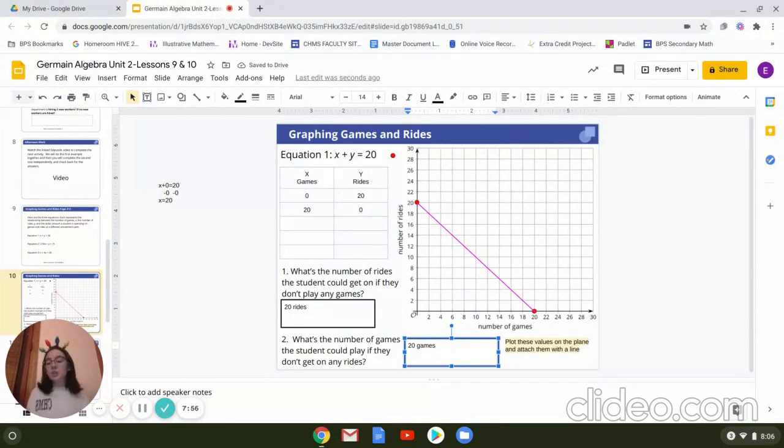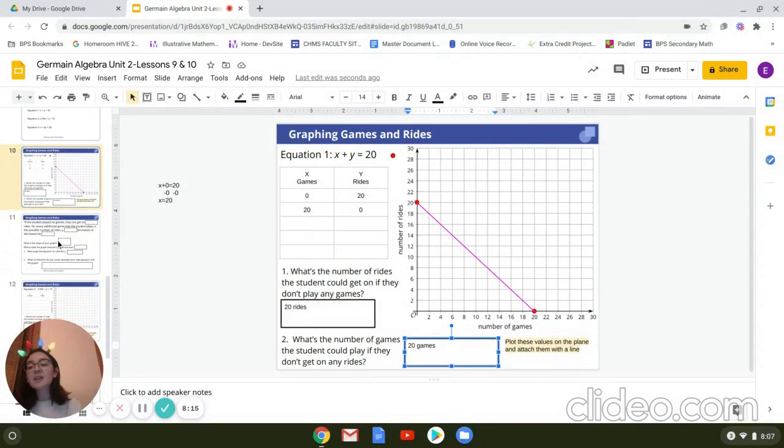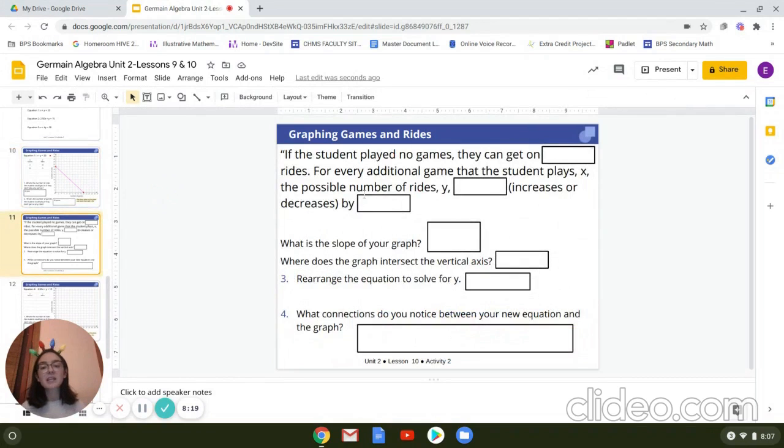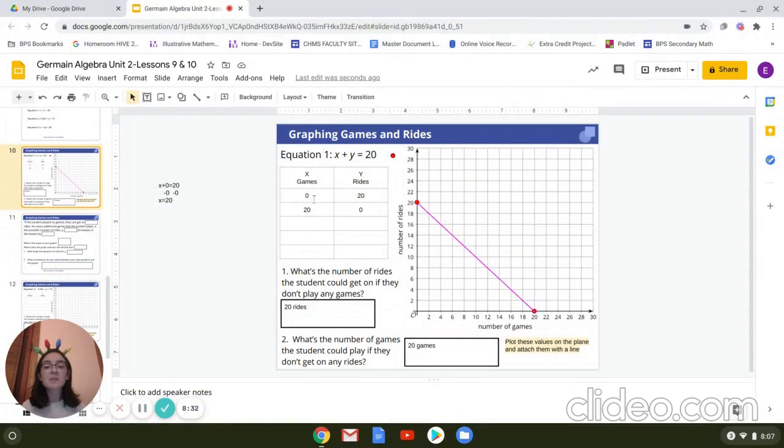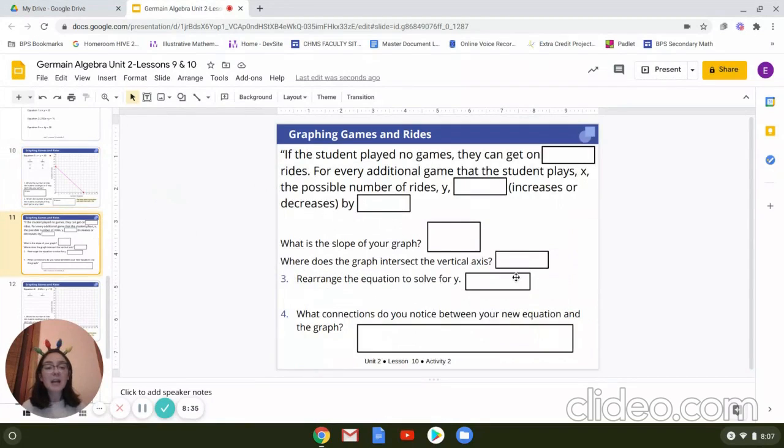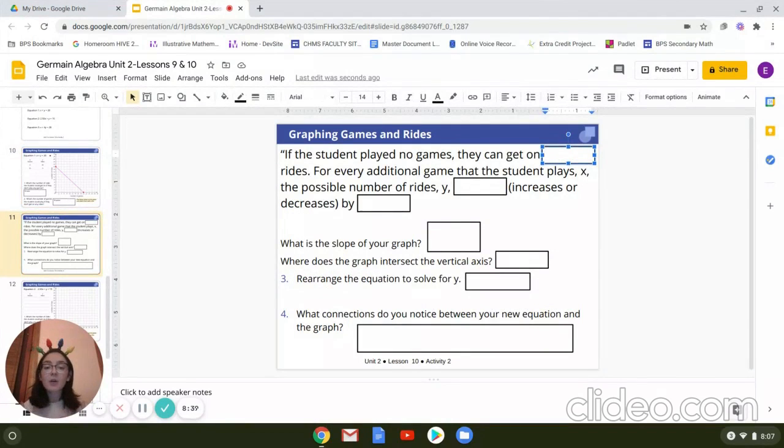Okay, so my suggestion to you is when you're going through here and we're trying to create these graphs, you look at these questions. They're really going to guide you to help you create some of these. So you're going to be plugging in 0 for one of your variables and then isolating and solving for that other variable. So when we look down at 11, let's take a look at what this is asking us to do. So 11 is saying, if the student played no games, they can get on blank rides. We want to refer back. If they played no games, they could get on 20 rides. So in this box, you're going to write this number 20. So if they did no games, they can get on 20 rides.